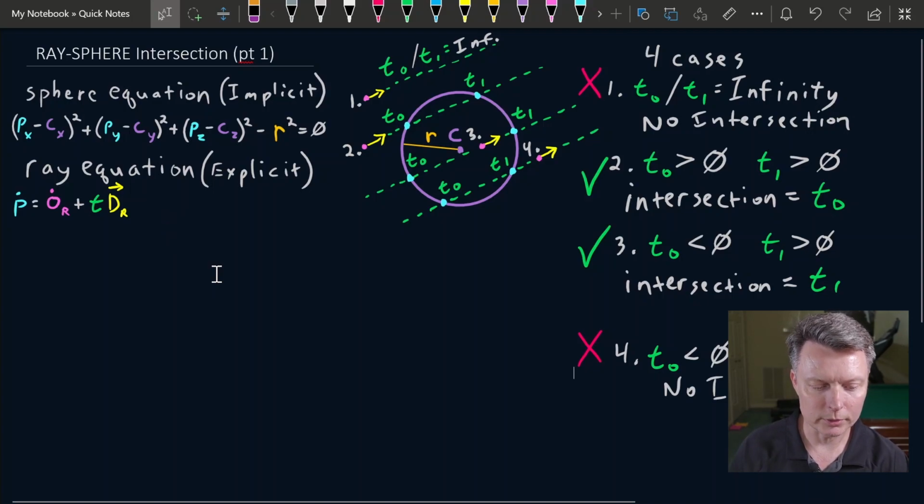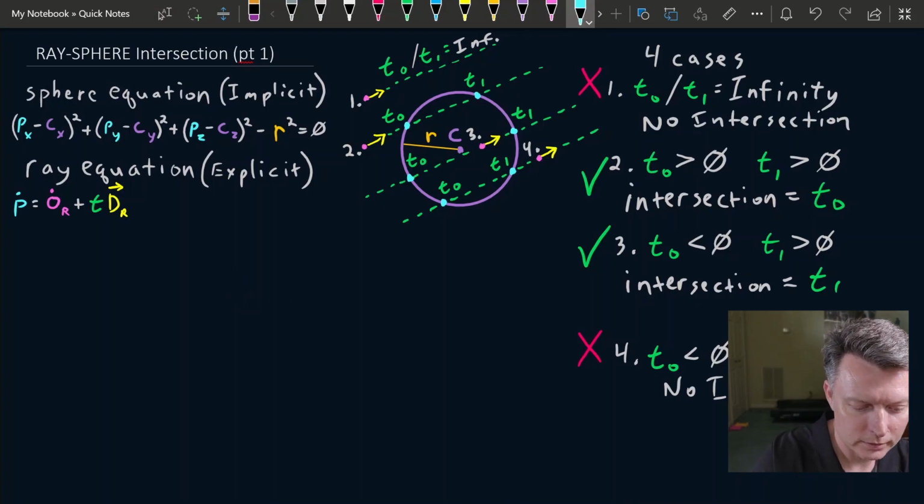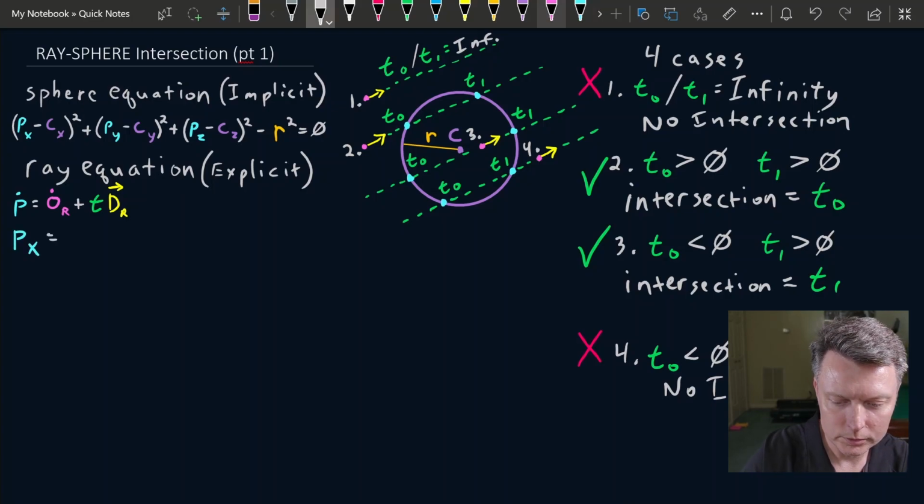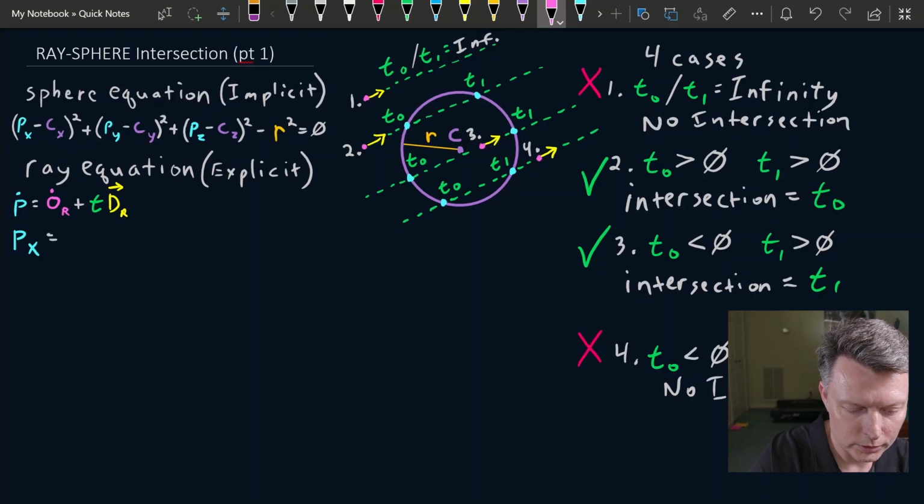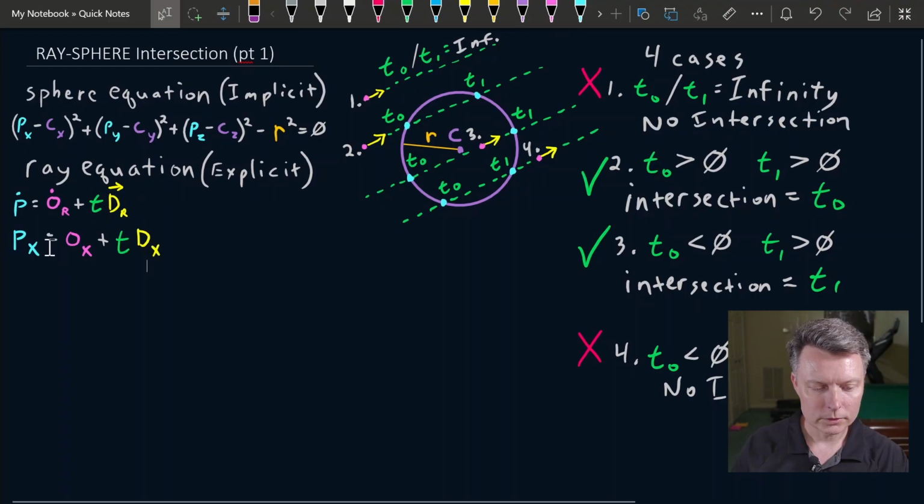So let's split this ray equation up into its individual components. We're just going to rewrite it 3 times and then just do x, y, and z. So I'll start off with x. This is the same thing as saying px equals the ray's origin x plus a scaled direction vector of the ray, its x component. So it's px equals ox plus t dx.